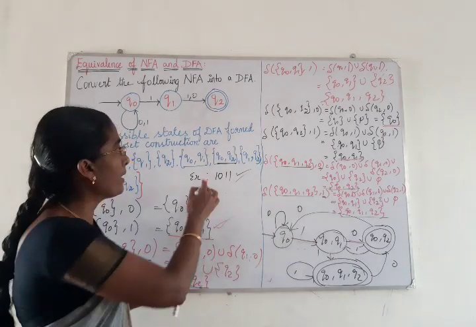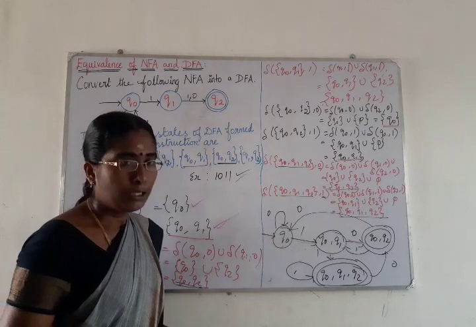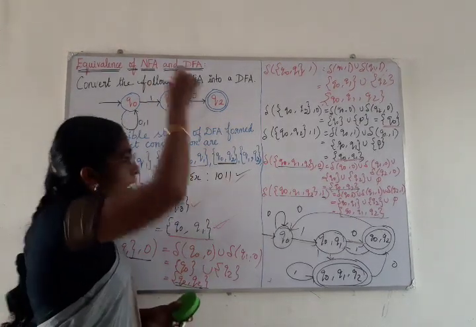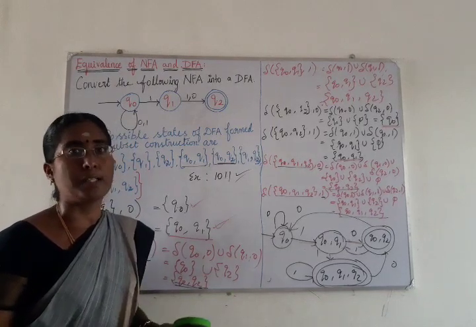Now the string 1011 is accepted by the NFA, and also it is accepted by the DFA. This is the NFA and this is the equivalent DFA constructed by using subset construction.